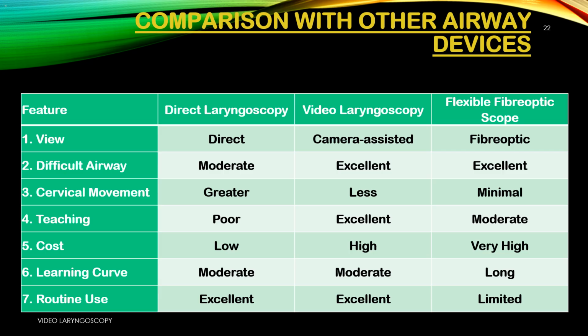7. Routine use. Direct laryngoscopy: excellent. Video laryngoscopy: excellent. Flexible fiberoptic scope: limited. Explanation. Direct and video are used daily for normal cases. Fiberoptic is mostly for rare or difficult cases.